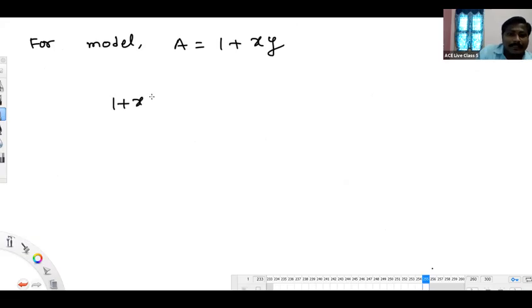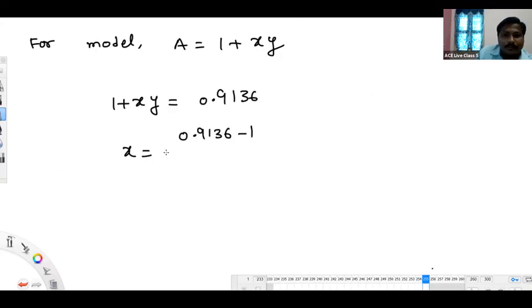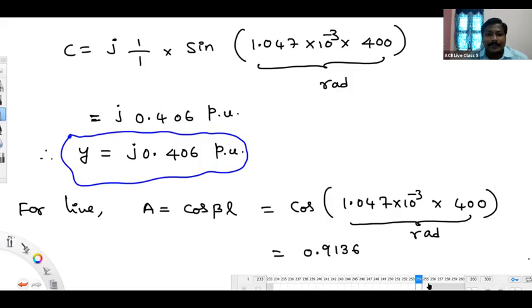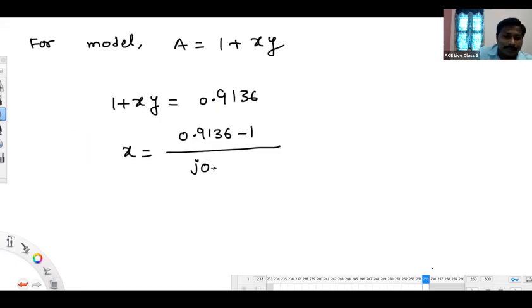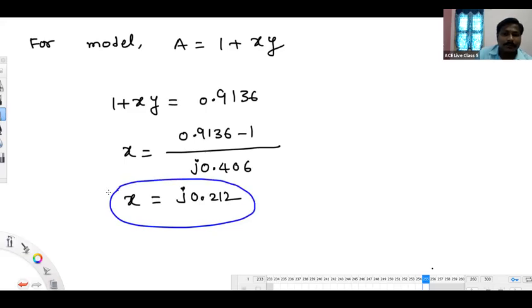So 1 plus xy is equal to 0.9136. The value x you want, right? x equals 0.9136 minus 1, divided by y. The y value we just got is j 0.406. Get that number x, how much? j 0.212. You get positive j. Kindly check once.